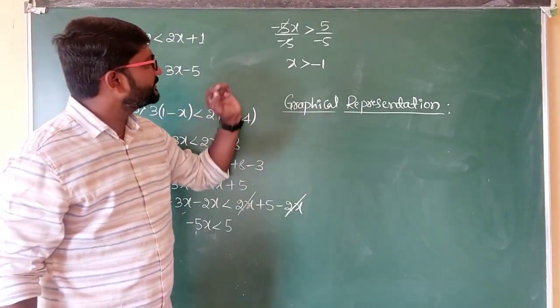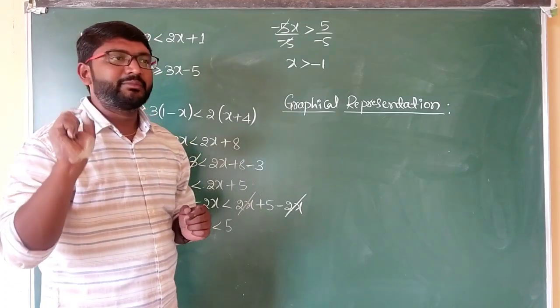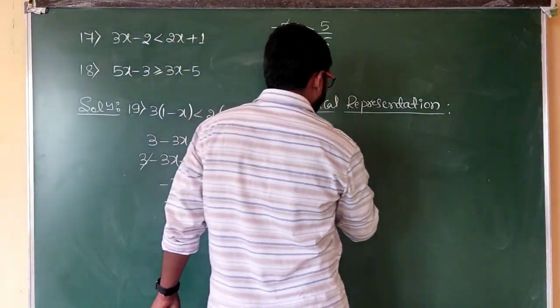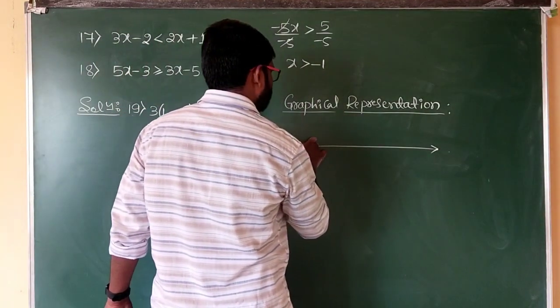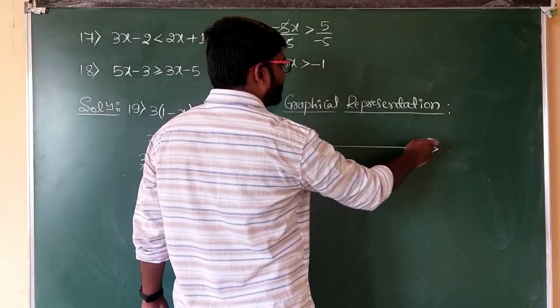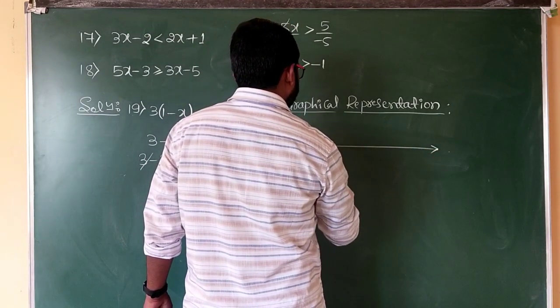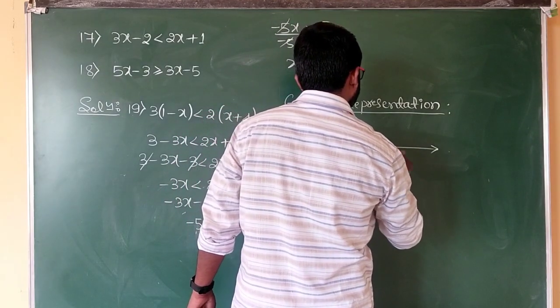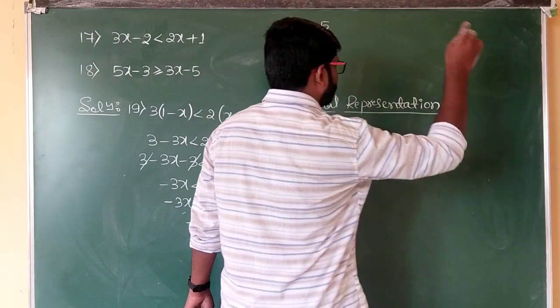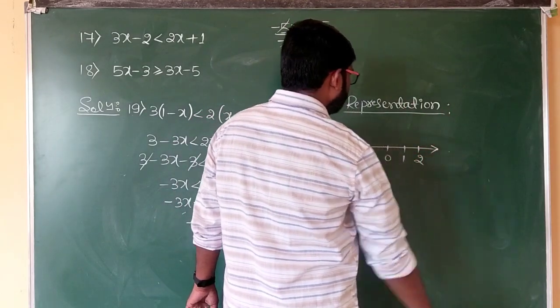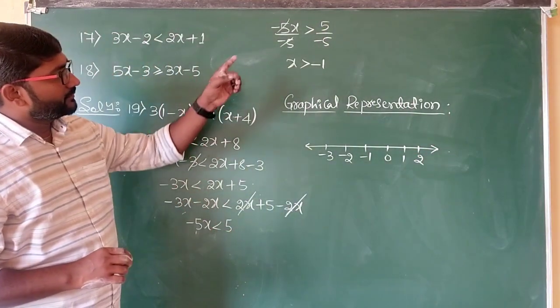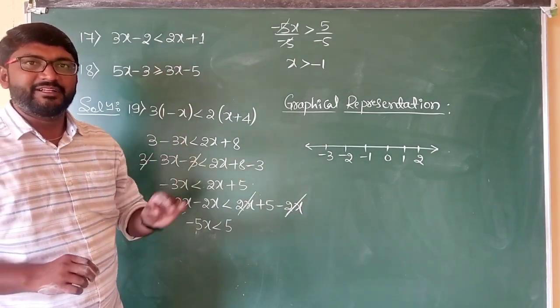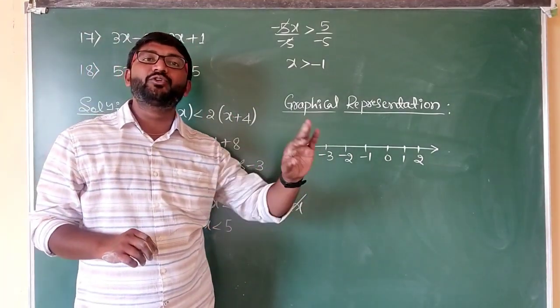Now we have to represent this solution on the number line. Let us go ahead with the number line. So here all the negative numbers and here all the positive numbers. So it is minus 3, minus 2, minus 1, 0, 1, 2, 3 and so on. Now x must be greater than minus 1. In the previous case it was greater than or equal to minus 1.